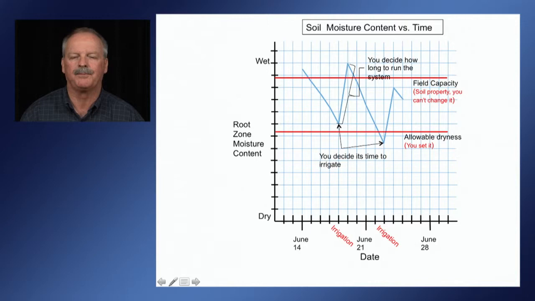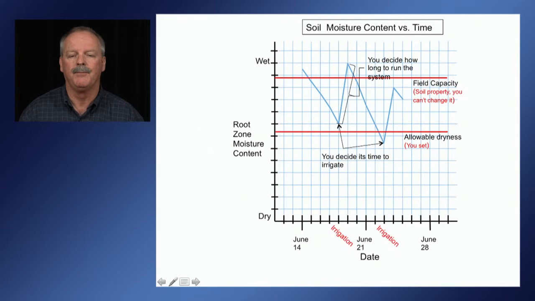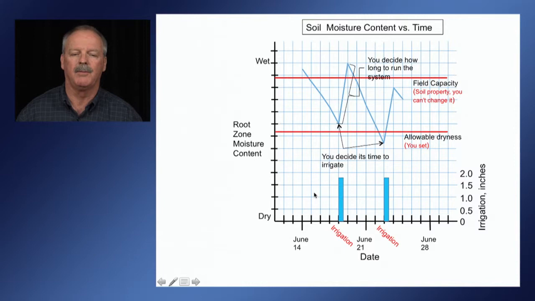Third principle, to measure how much you're applying. If you measure how much you're applying, you can compare it to what the response was in the soil. So this management tool essentially is, you apply so many inches of water, and then you get a corresponding change or increase in water content of the soil. And with those two pieces of information, you can make a decision: did I apply too little or too much? So again, it's simply a tracking mechanism for comparison so you can self-evaluate irrigation event after irrigation event.